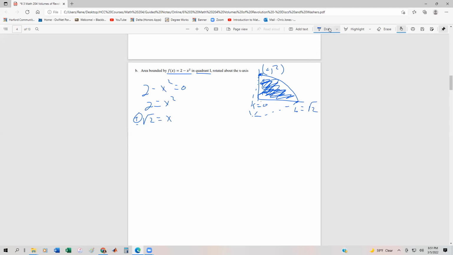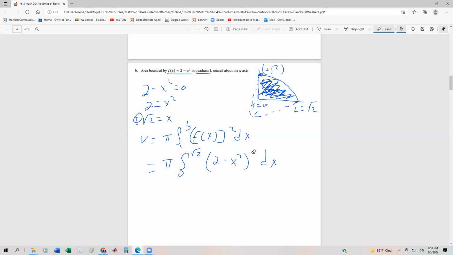And so our integral for our volume is pi times the integral from a to b of f of x squared dx. So we're going to take pi, from 0 to square root of 2, the function 2 minus x squared, dx. Now remember, when we square this out, we're not going to get 4 plus x to the 4th. When you square something, you have to write it next to itself twice. So this is 2 minus x squared, and then 2 minus x squared.